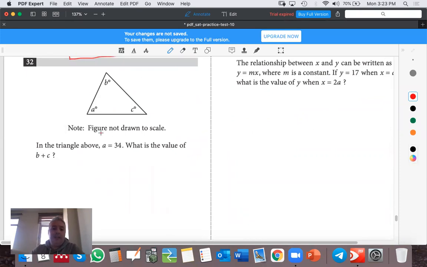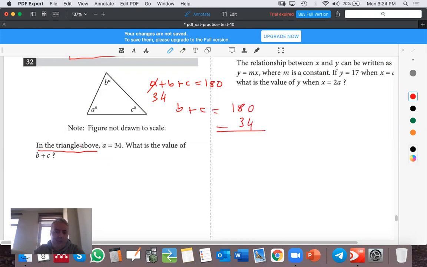Now, when I look at the question, as I said at the beginning, A plus B plus C is 180. Now let me read the question. In the triangle, A is 34, very good. So B plus C is 180 minus 34. Be careful, I'm not reading anymore, just doing application. 180 minus 34 is 146. This is B plus C. Now I am reading the question. What is B plus C? Bingo, finished. B plus C is 146.